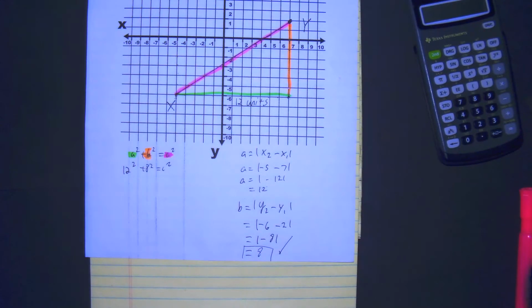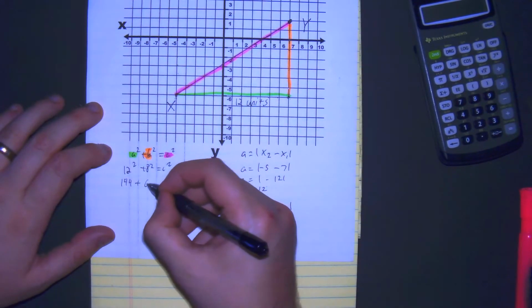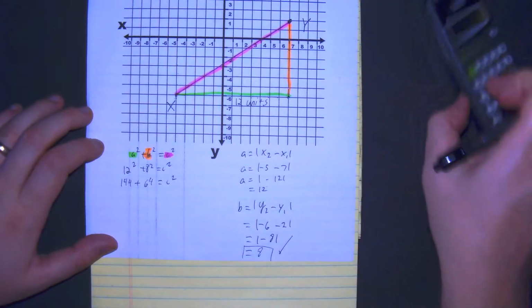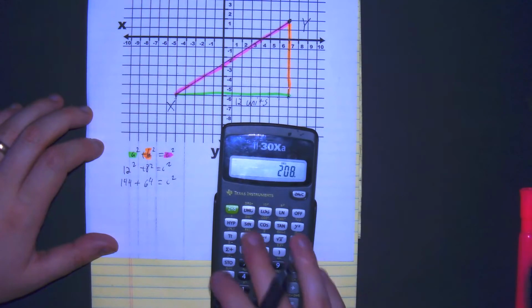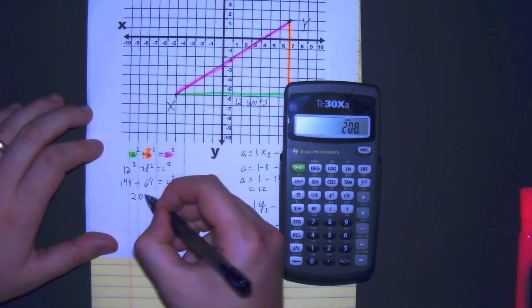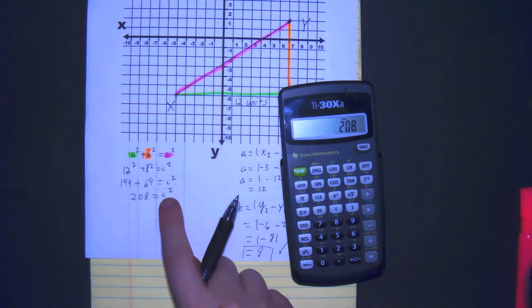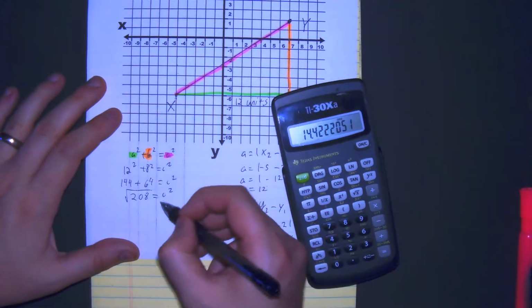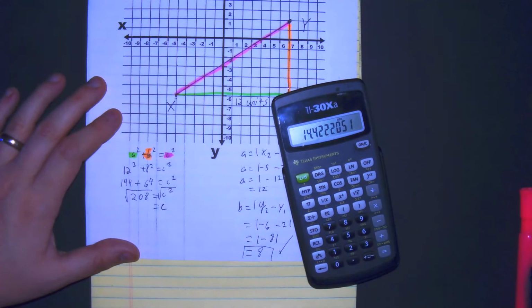Alright, let's start simplifying this. 12 times 12 is 144. 8 times 8 is 64. Equals c squared. 144 plus 64 is 208. 208 equals c squared. Then to get the c by itself, you take the square root. C is equal to 14.42.